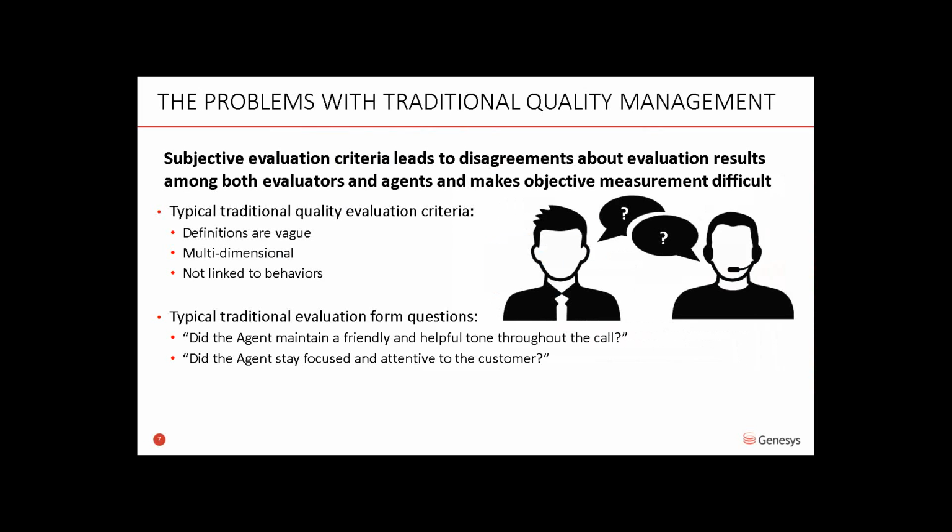Typically, quality evaluation criteria are vaguely defined. They often have multi-dimensional aspects. You know, many dimensions are embedded within a single question, so to speak, and they're not linked directly to agent behaviors. I have a couple of examples of traditional evaluation form questions here at the bottom. And they tend to be questions such as these.